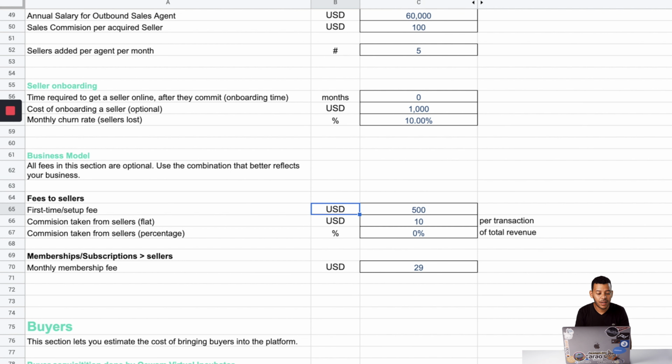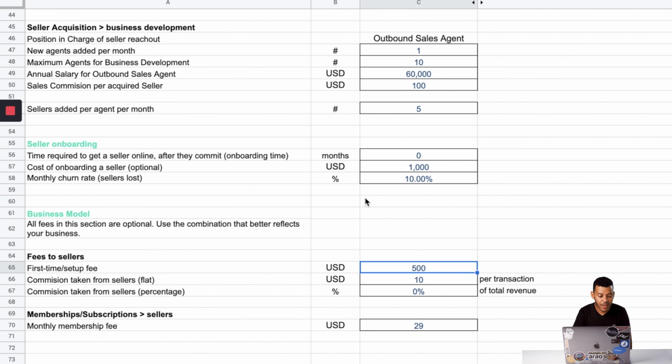You can charge them that first-time setup fee. So what we're saying here is that you're going to be paying $1,000 to onboard a seller. Maybe that's Uber Eats, for example. They probably need to spend some money to onboard a seller while they go and take good pictures of their food and whatnot. So you can set those costs as a cost to you, but you can also charge them an onboarding fee. Then you have a commission.